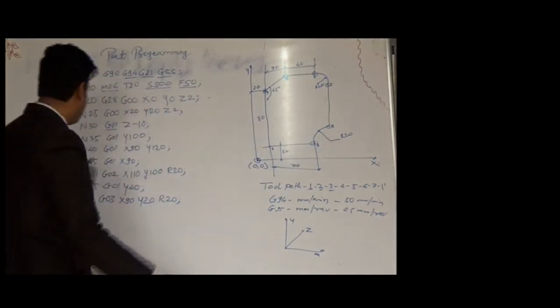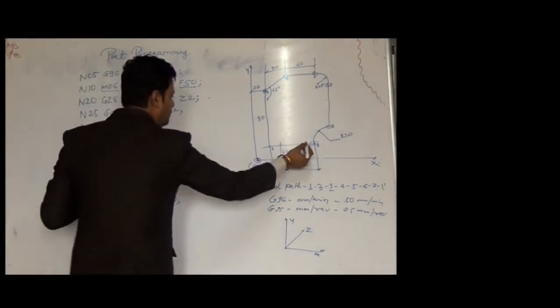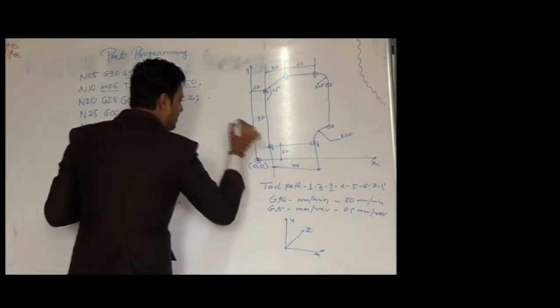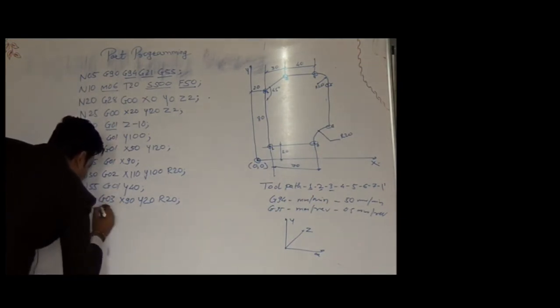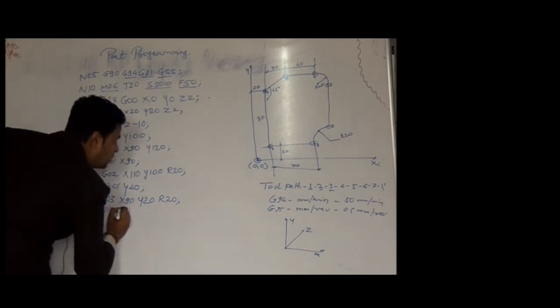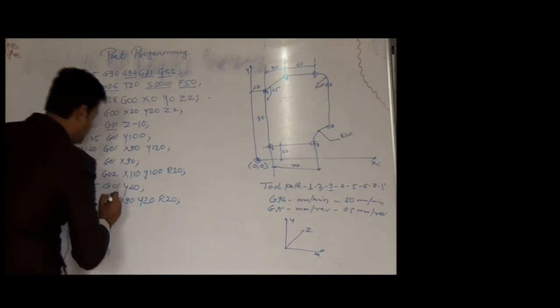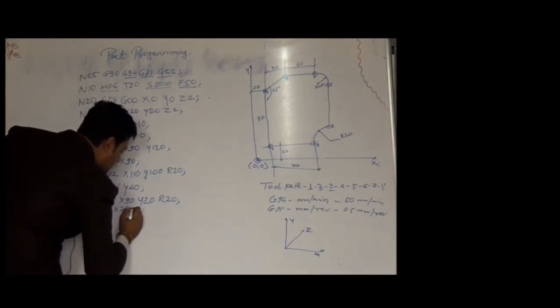Okay. Now last, 7 to 1. The cutter moves from 7 to 1. It is a linear motion. Okay. Then N65 G01 linear interpolation. X will remain 20. X will be 20 and y will be the same, so don't write that. X 20.